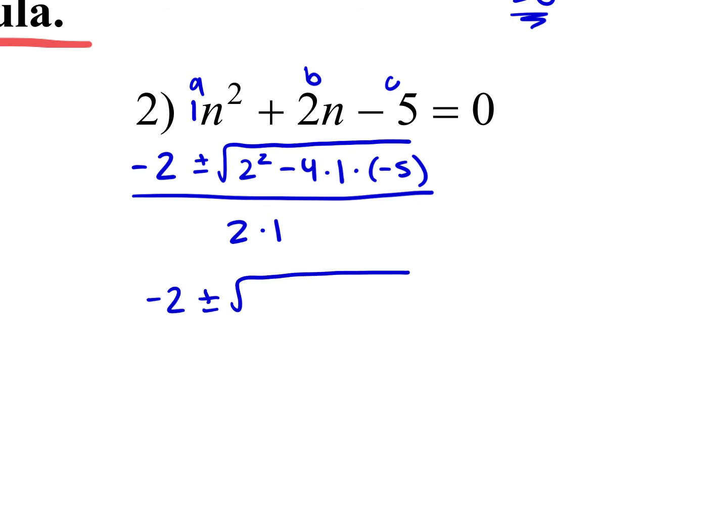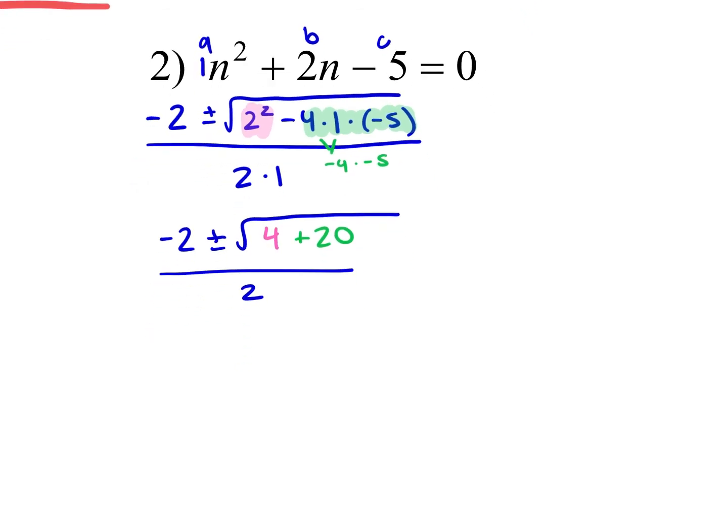When you're doing all the math on the inside, you still have to follow your order of operations. So we want to do 2 squared first, and then we'll multiply all this together and then take our 2 answers and subtract them. So what's 2 squared? 4. And then here we have -4 times 1, -4, and -4 times -5. So this is positive 20. And then on the bottom we have 2 times 1, 2. And then last thing we have to do is the inside here. So this is -2 plus or minus the square root of 24 over 2.